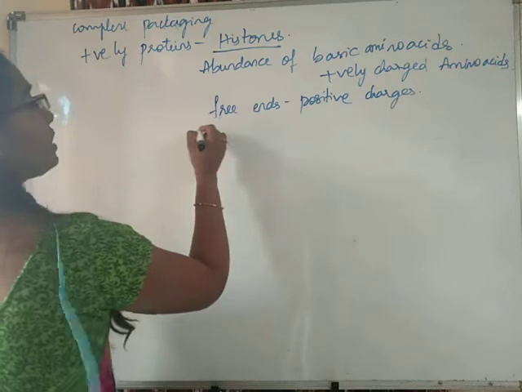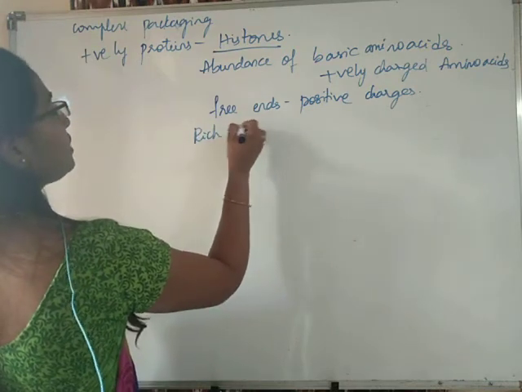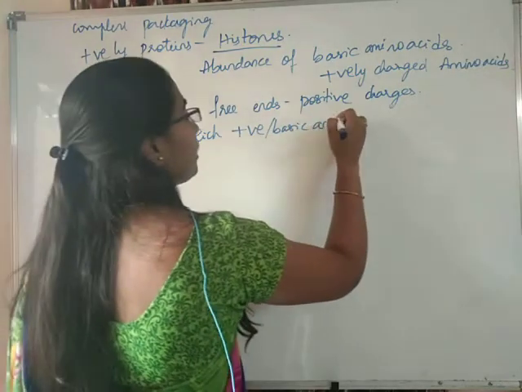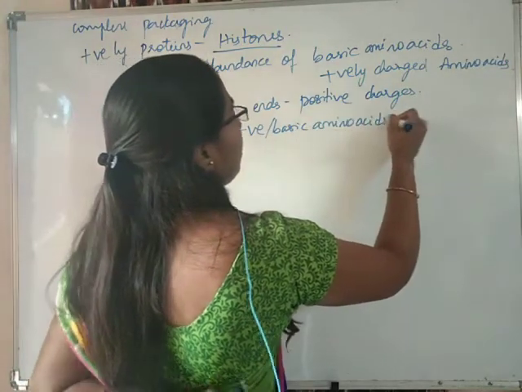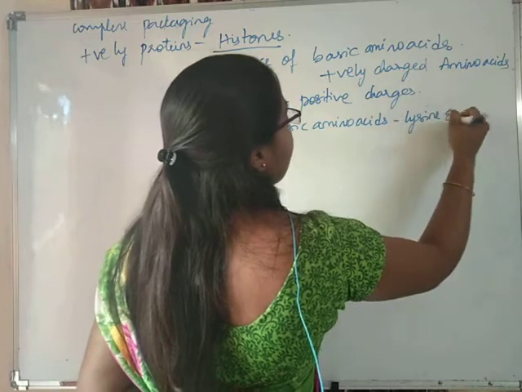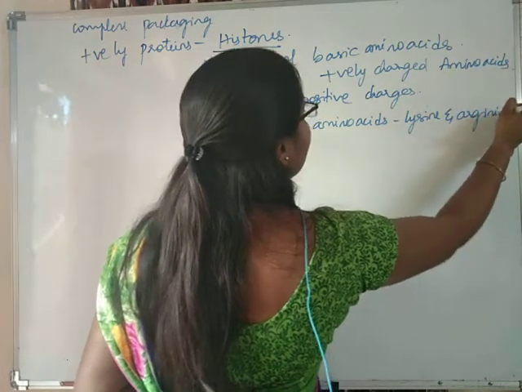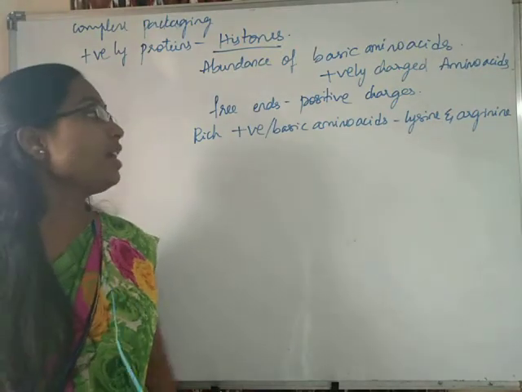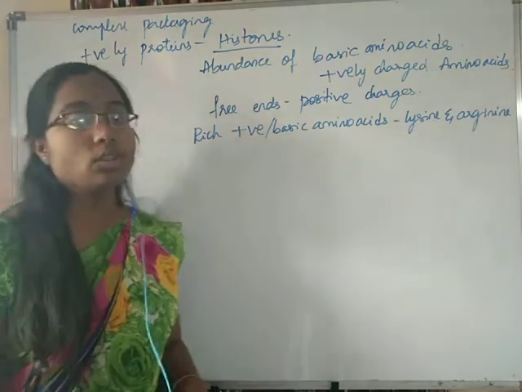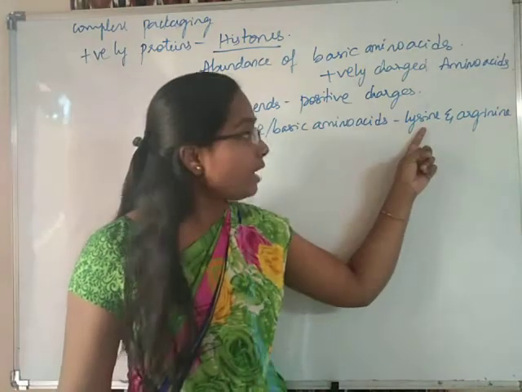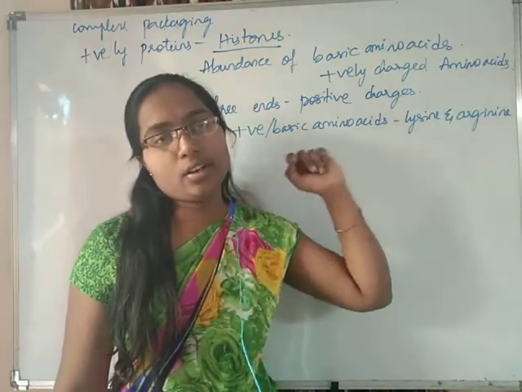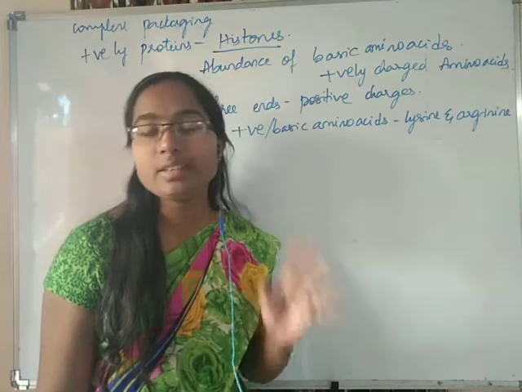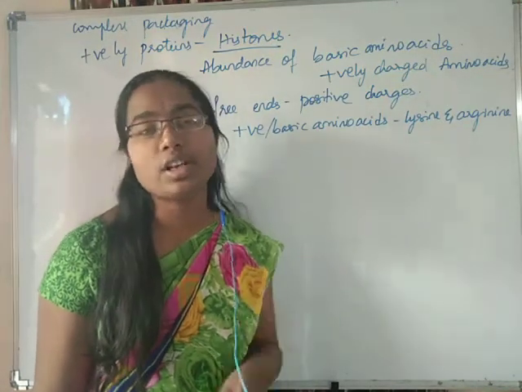Histones are rich in positive or basic amino acids like lysine and arginine. What are histone proteins rich in? Histone proteins are rich in the amino acids lysine and arginine. Because of the presence of positively charged amino acids, these histone molecules are positively charged molecules.